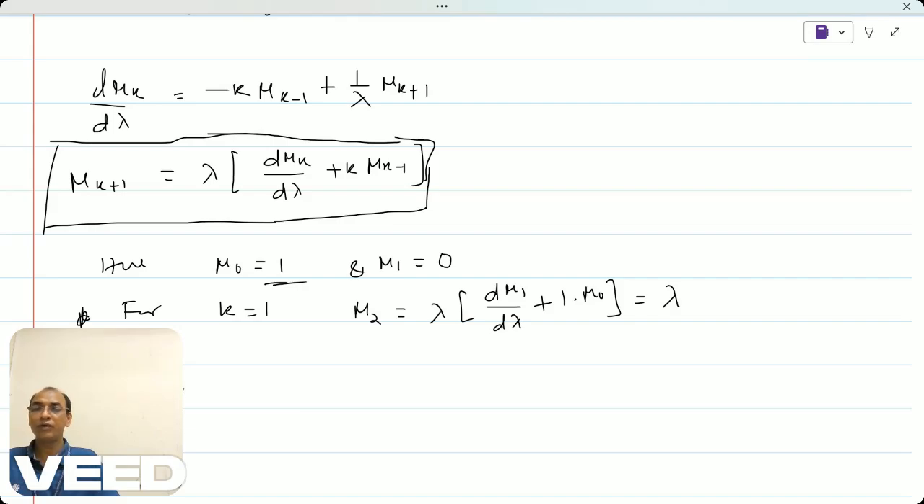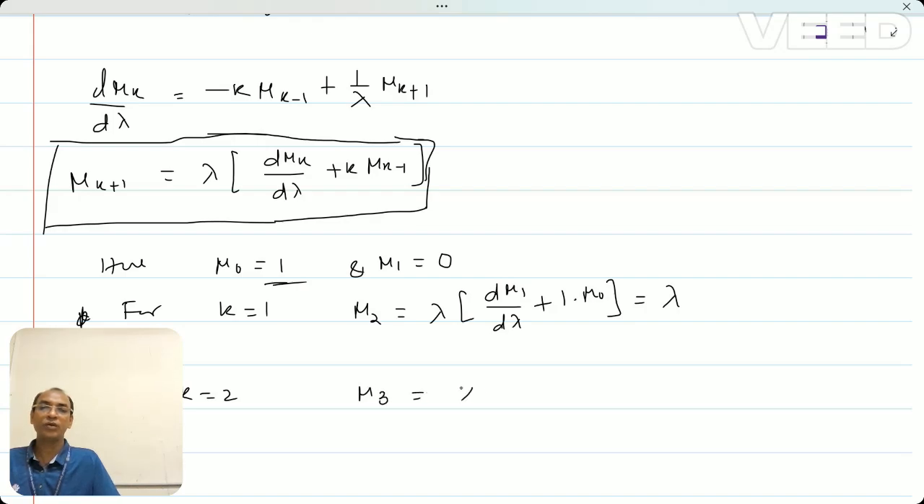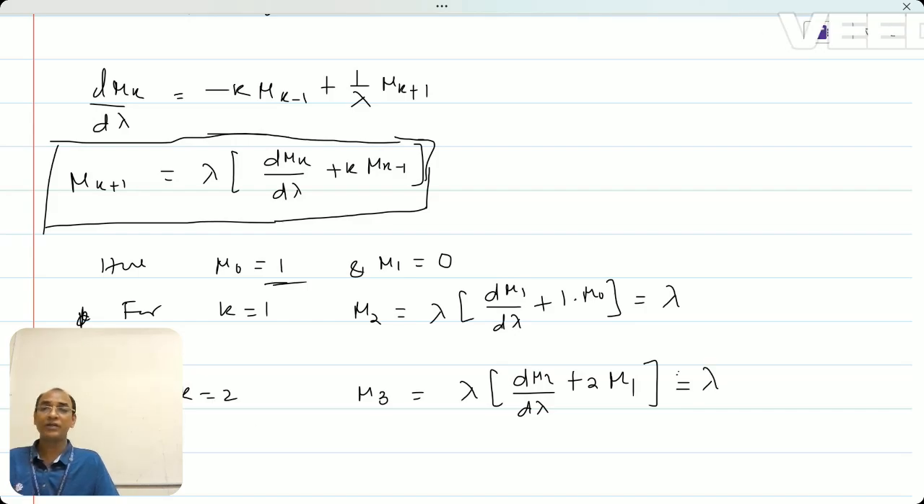Similarly, for k equal to 2, we will get mu 3. Mu 3 will be lambda into d mu 2 divided by d lambda plus 2 into mu 1. If you simplify, mu 2 is equal to lambda, d lambda by d lambda is 1, mu 1 is 0, and so finally you will get lambda. So for k equal to 2 it is also lambda.